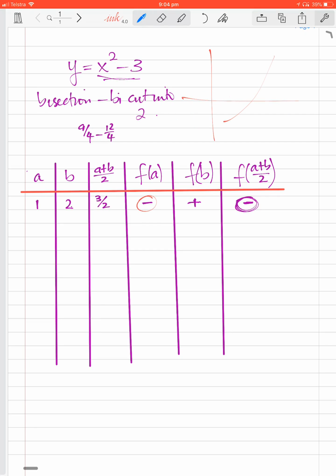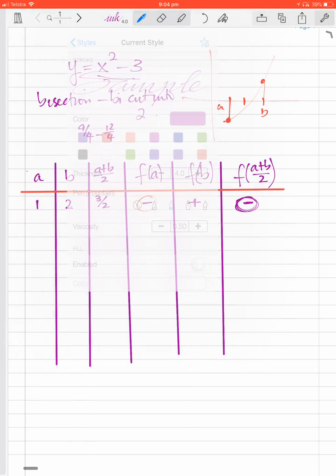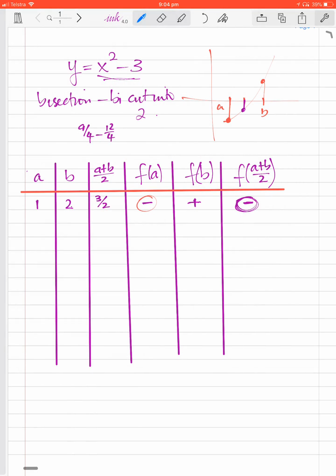There's the point going up. There's A. There's B. A plus B on 2 is somewhere here. Now we just said f of A is a negative value. F of B is a positive value. When I found f of A plus B, it was a negative value, and it's a negative value that's closer to the point of intersection.